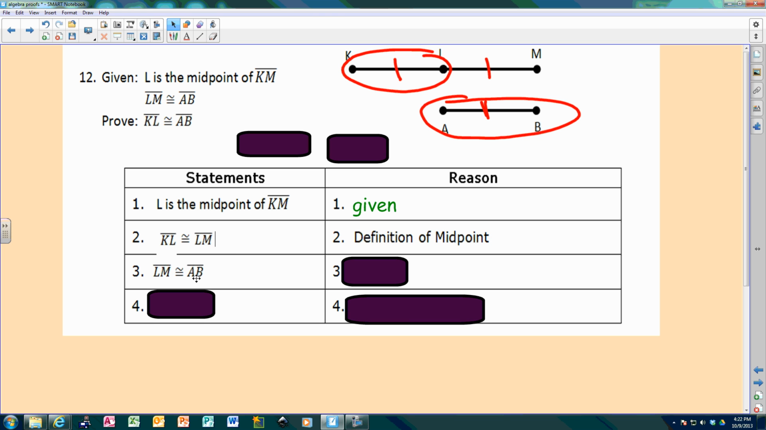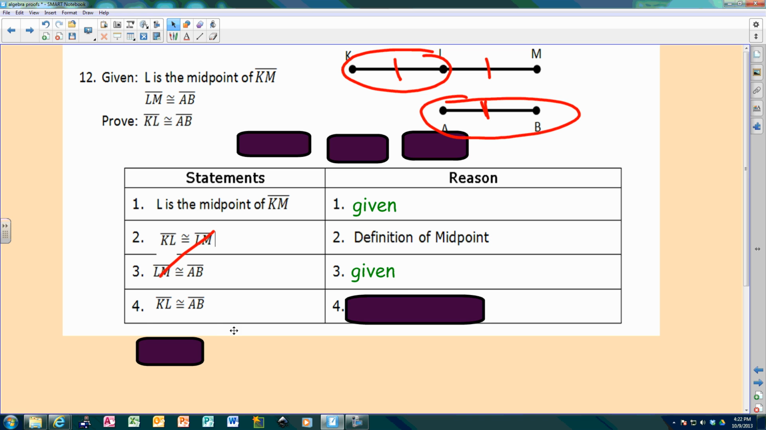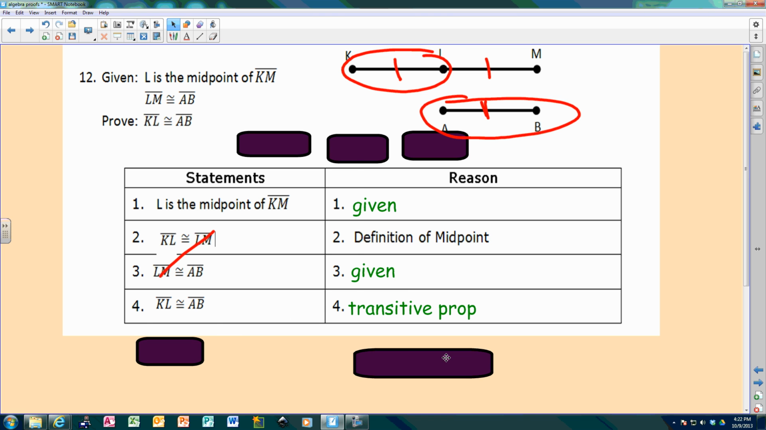Now, LM is congruent to AB. That's given also. Now I have this. Remember, if KL is congruent to LM and LM is congruent to AB, don't those two cancel out? Leaving me with KL equals AB because it's the transitive property.